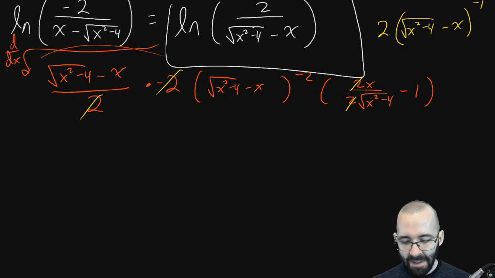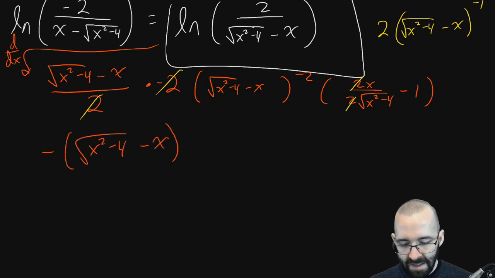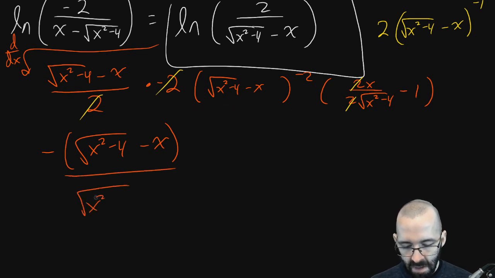So I'm going to take this negative and just flip the... Now I'm going to keep the negative in front. We have square root of x squared minus 4 minus x. This guy is just that same thing squared on the bottom. That's good. And then we still have this other guy, which will be on the top.